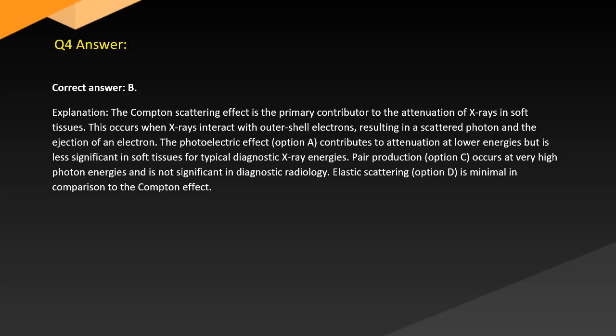Answer. Correct answer: B. Explanation. The Compton scattering effect is the primary contributor to the attenuation of X-rays in soft tissues. This occurs when X-rays interact with outer shell electrons, resulting in a scattered photon and the ejection of an electron. The photoelectric effect, option A, contributes to attenuation at lower energies but is less significant in soft tissues. For typical diagnostic X-ray energies, pair production, option C, requires very high photon energies and is not significant in diagnostic radiology. Elastic scattering, option D, is minimal in comparison to the Compton effect.